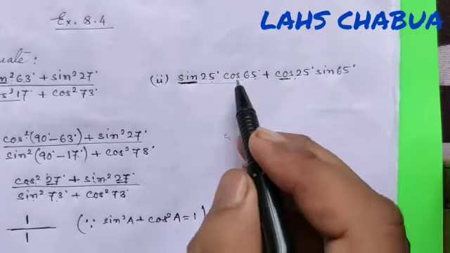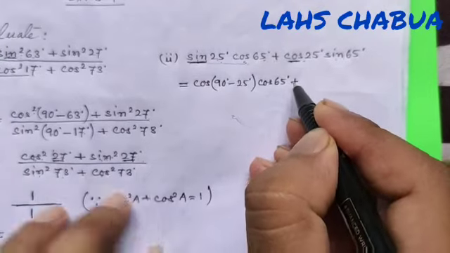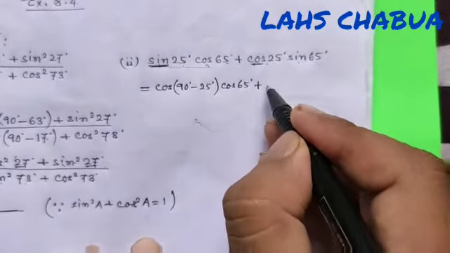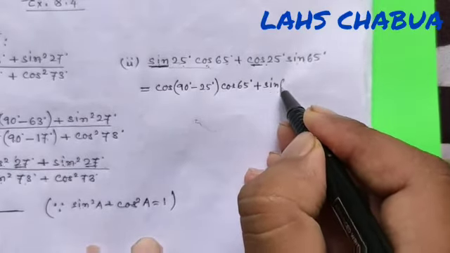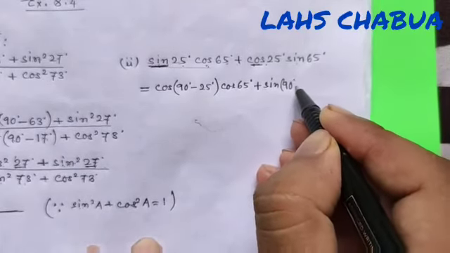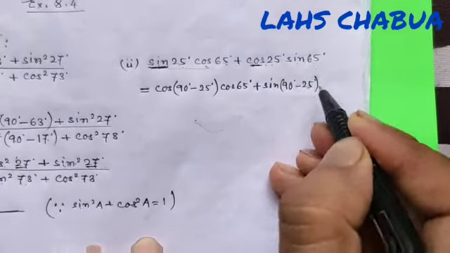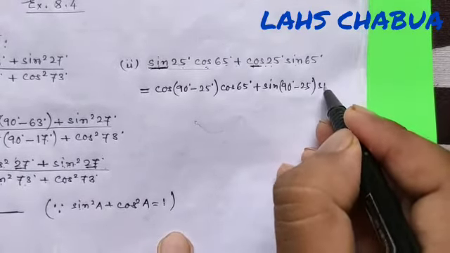As you know, sine changes into what? Cos of 90 degree minus how much? This angle, 25, into cos 65, keep it unchanged, plus here, cos will change into sine of 90 degree minus how much? 25, then sine 65.